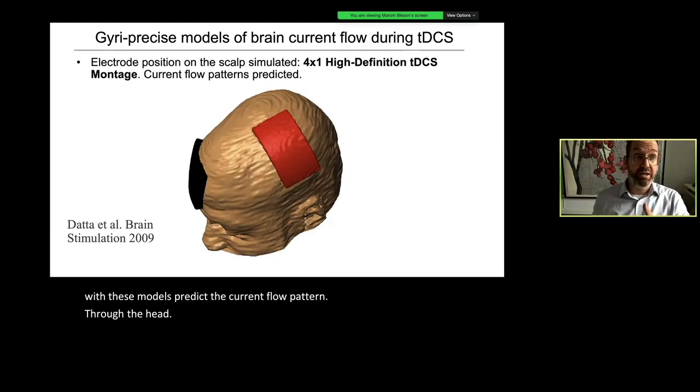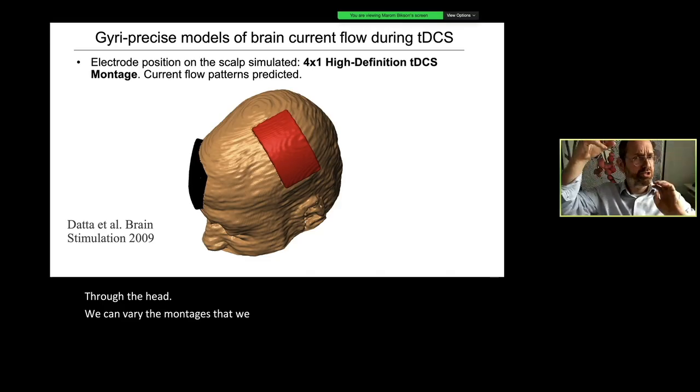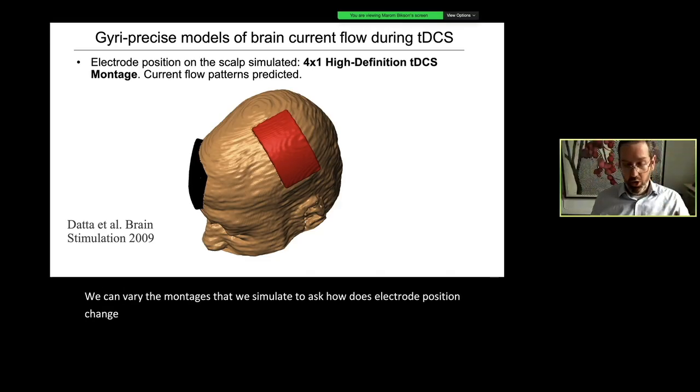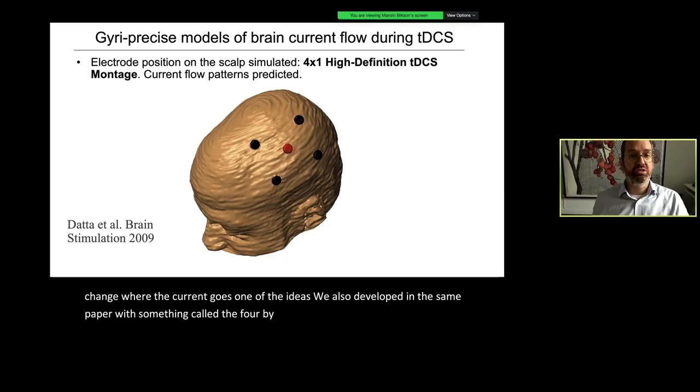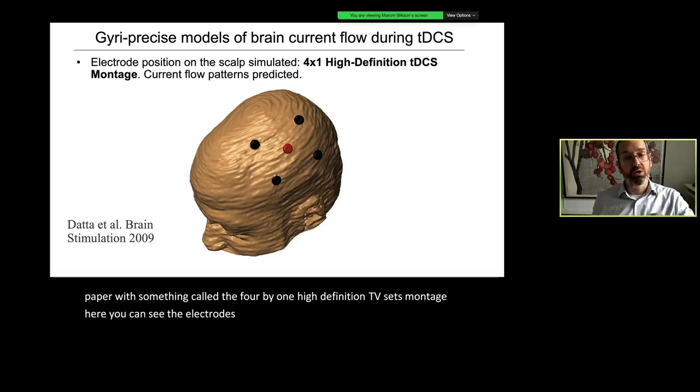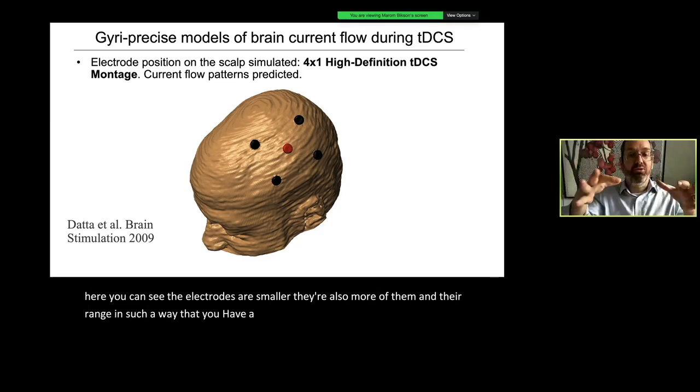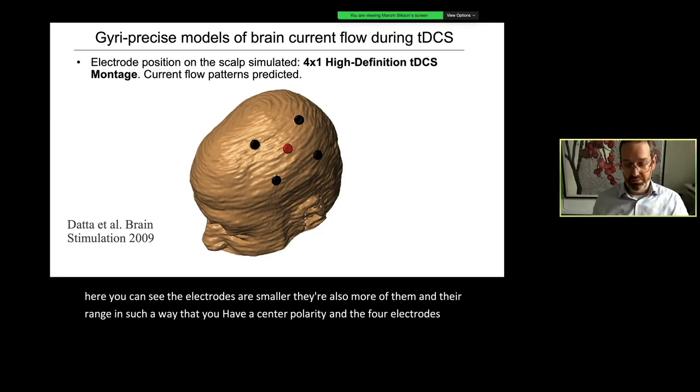We can vary the montages that we simulate to ask how electrode position changes where the current goes. One of the ideas we also developed in the same paper was something called the 4x1 high definition TDCS montage. Here you can see the electrodes are smaller. There are also more of them, and they're arranged in such a way that you have a center polarity, and the 4 electrodes on the outside have the opposite polarity.